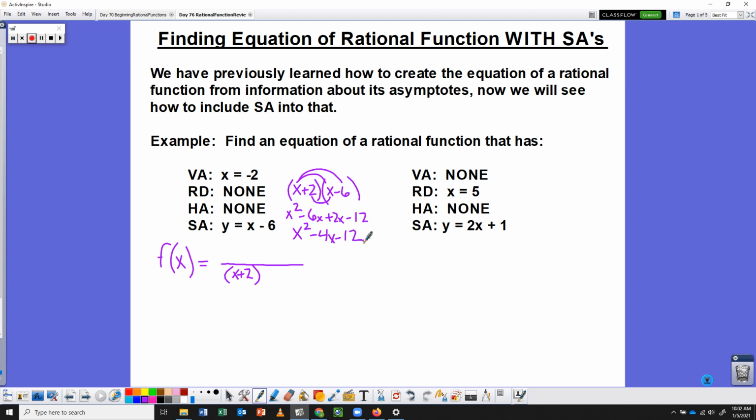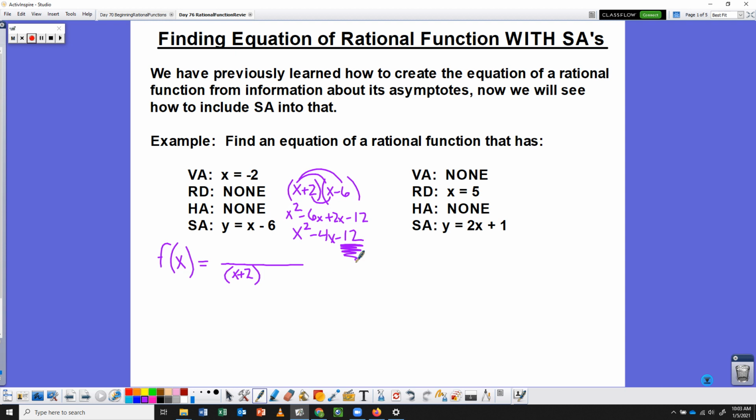Now the trouble is, if I put this into my numerator exactly the way it is, that means that the top and the bottom have a common factor of x plus 2, which would cancel out and make a removable discontinuity. So this expression, x squared minus 4x minus 12, can't be exactly what my numerator is, because that would cause removable discontinuities. Remember that when we're doing slant asymptote, there could have been a remainder that we had to throw away. So what you want to do here is modify the constant at the very end of this by just a little bit, so that it won't factor and reduce the fraction.